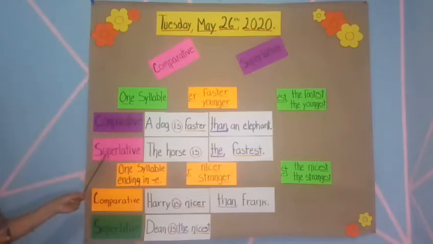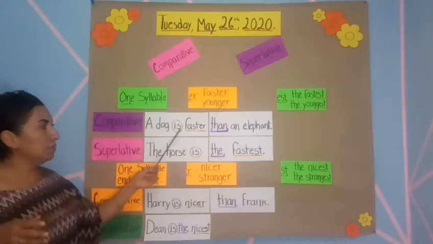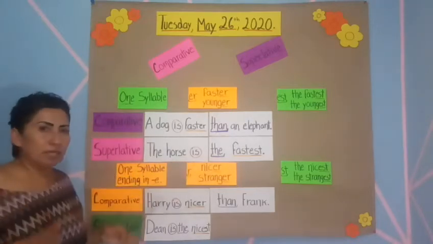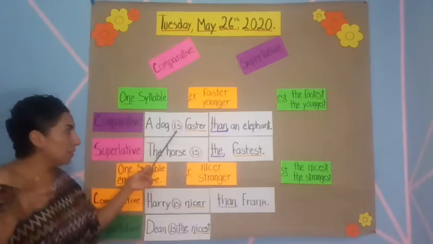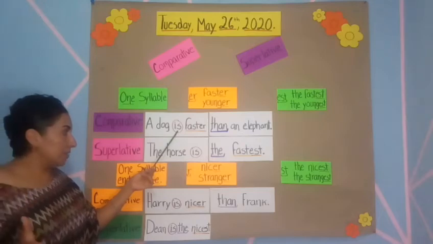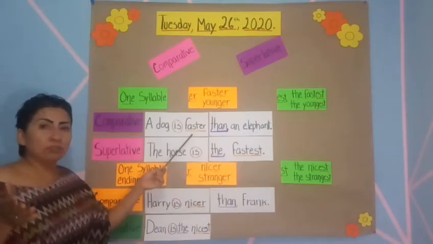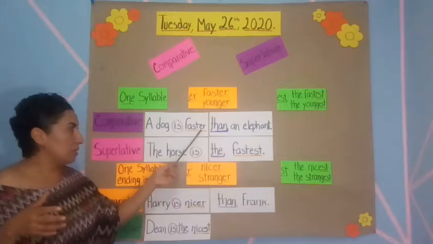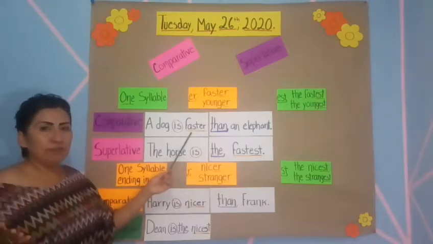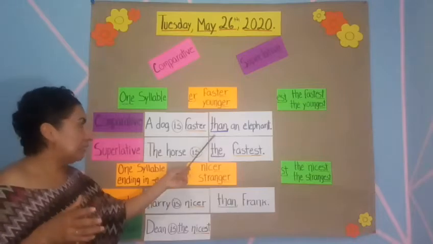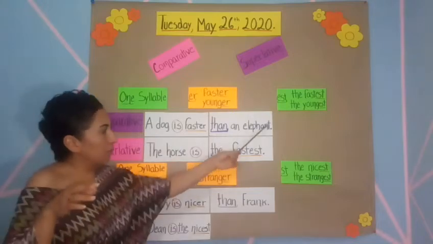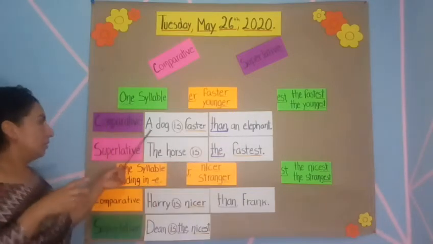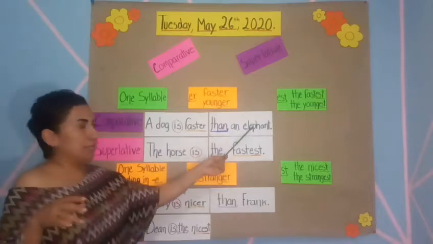Now we have two different examples in comparative and superlative form. The first one says, a dog is faster than an elephant. In this case, at the beginning of the sentence, we have a dog that is the noun. Later we have is, that is the auxiliary in present. And later we are going to use the adjective fast plus er that changes to faster. And don't forget than, because it's very important to connect the two parts here. Later we have the other noun. A dog is faster than an elephant.